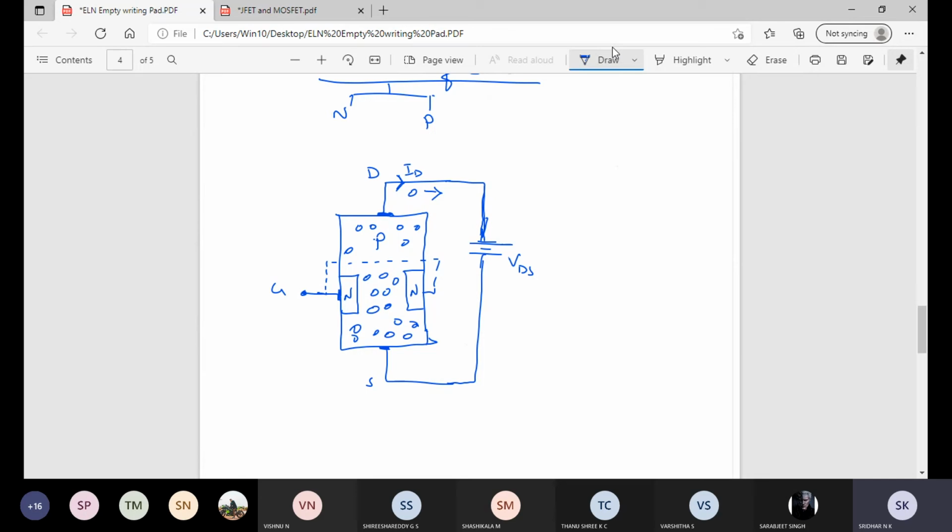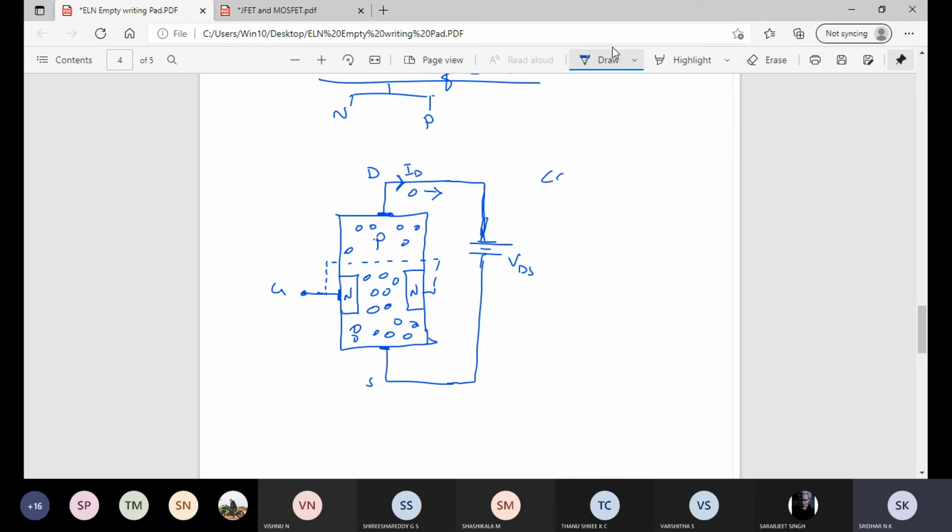In case of N channel, the current was in the opposite direction because electrons are moving in this direction. So current will be opposite to electron movement. Whereas here the holes are moving in this direction. That's why the current also will be in the same direction as holes. Understood? So this is biasing.